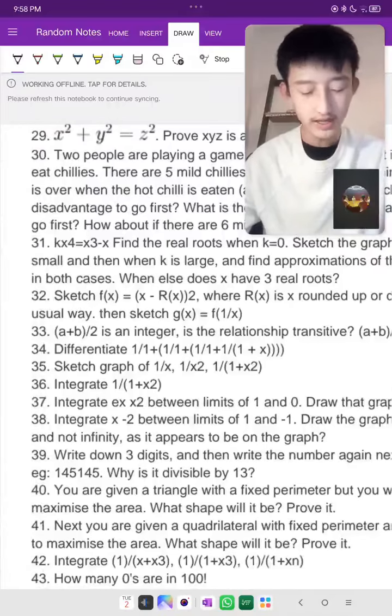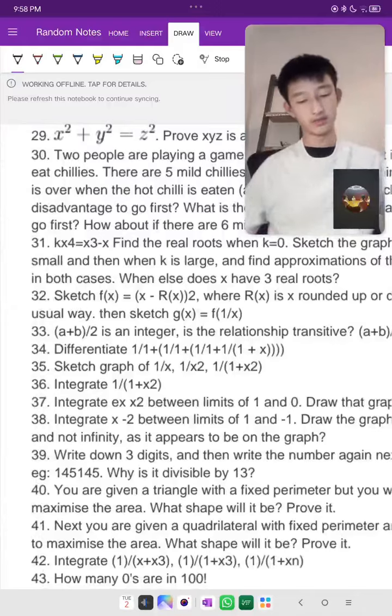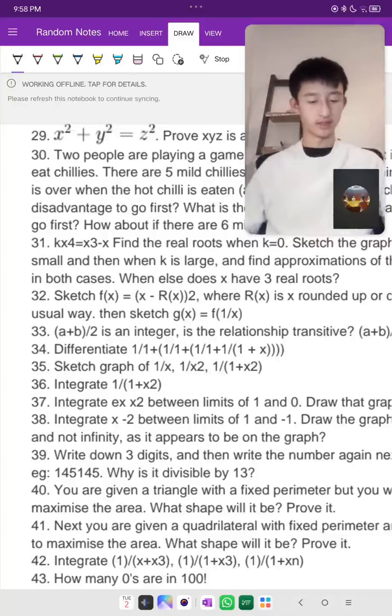f of x is x minus rx over. Is that supposed to be over 2? I can't tell, so I think I'm going to skip this.